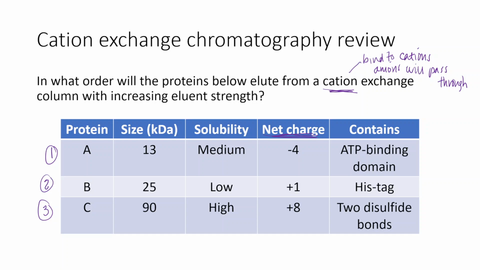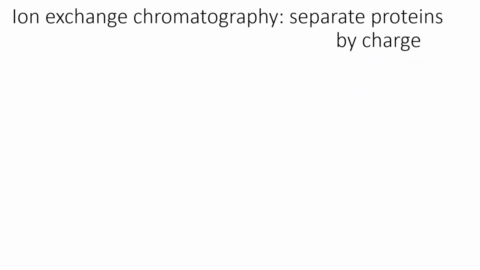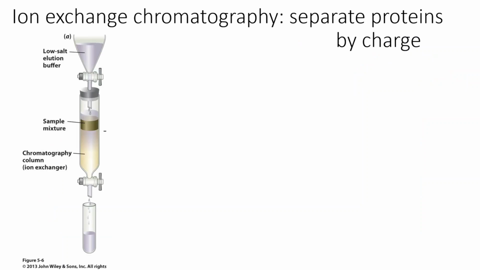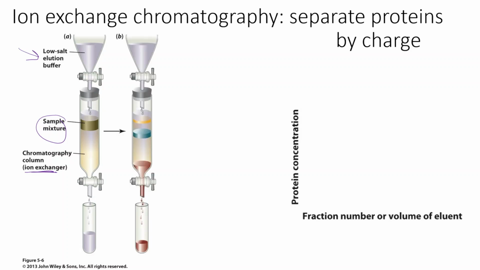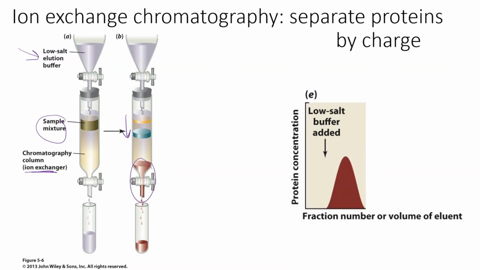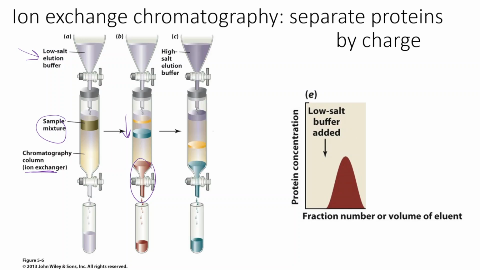So let's look at a picture of what that looks like just to remind ourselves. This is a more general picture for ion exchange from the lecture. You start with your sample mixture that you load on. Your stationary phase is an ion exchanger, either cationic or anionic, and you start with a low salt buffer. As your sample passes through the column, the proteins will separate out based on their charge. In this picture, first this red protein is coming out with the low salt buffer, and then as you continue to put more and more salt into the elution buffer, that will start pushing out the proteins that have bound more strongly to the column.